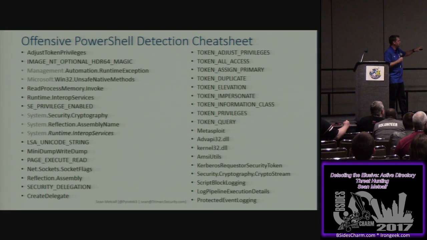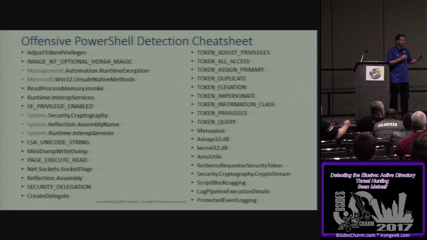I also showed the offensive PowerShell detection cheat sheet, which I've updated since then and update regularly. But this is a good way to start looking for malicious offensive PowerShell use in your environment. Pull the PowerShell log data back, put it in your SIEM tool, and then use these indicators to look for it. Stuff like kernel32.dll is going to be more noisy.